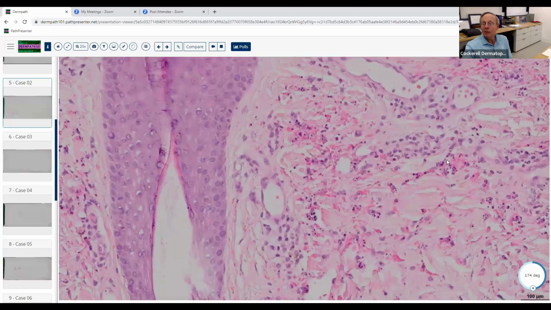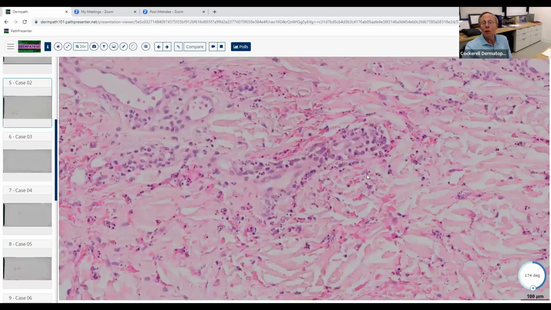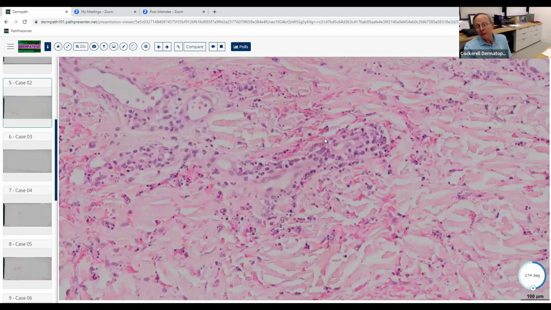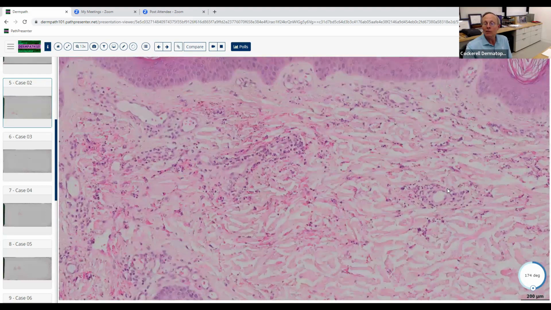We would like to see in a fully developed lesion fibrin in the walls of the blood vessels and thrombosis of lumina. We don't see that yet because this lesion is early. This is maybe only within the first 18 to 24 hours of its life. So it hasn't even had a chance to make a lot of fibrin in the blood vessels and thrombose the blood vessels, et cetera. So it's an early lesion of leukocytoclastic vasculitis.